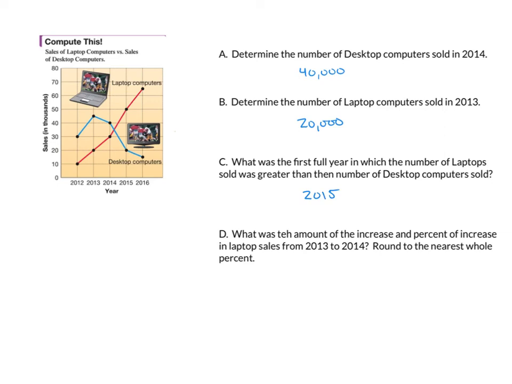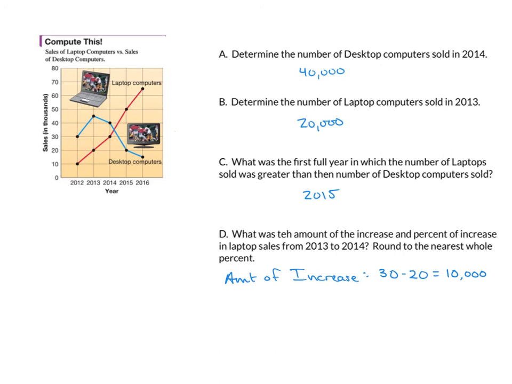And part D, what was the amount of the increase and percent of increase in laptop sales from 2013 to 2014? So let's find the amount of the increase from 2013 to 2014 for our laptop computers. We are looking at a 20 to 30. This is an increase of 10. We do 30 minus 20 to get our 10,000.